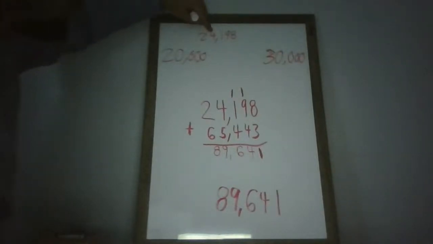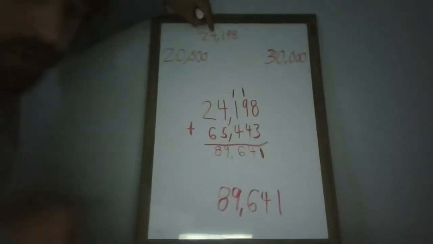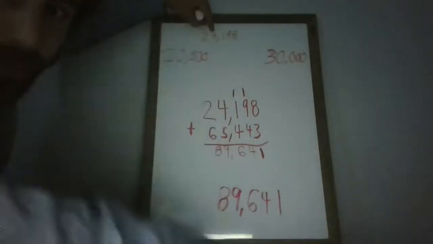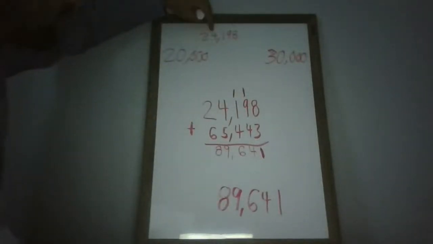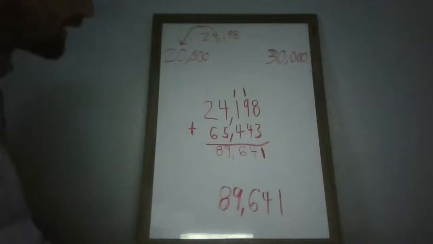So if you remember the rule for estimating, 5 or more, we raise the score. 4 or less, we regress. So since the digit in the thousands place is a 4, we're going to round down to 20,000. We're not going to round up to 30,000. We're going to round down to 20,000. So 24,198 is going to round down to 20,000.